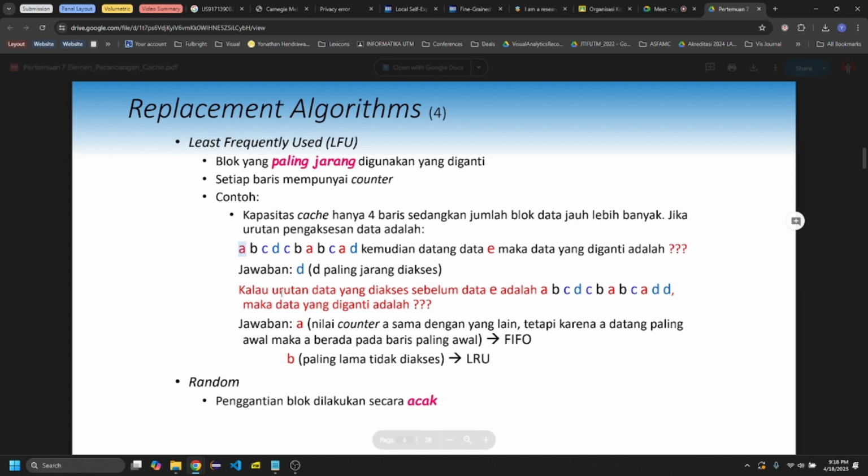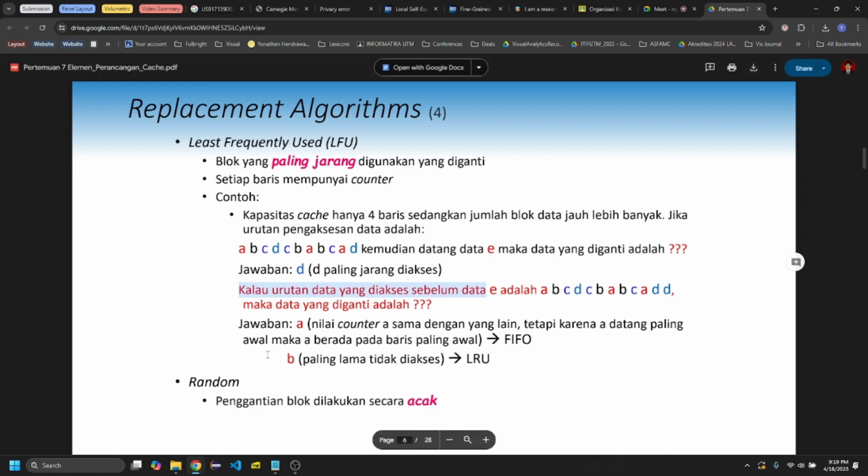So here, if the data access sequence is changed before E comes in to be something like this: A, B, C, D, C, B, A, B, C, A, D, D, then which one is being replaced? Again, we calculate the frequency of each line here. D is 1, 2, 3. C is 1, 2, 3. B is 1, 2, 3. And then A is 1, 2, 3. So every single line here was accessed 3 times. So which one in this case?